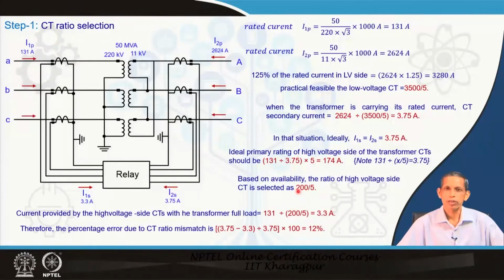So, there is some mismatch that we expect now, because we could not find a 174 is to 5 ampere CT. If we calculate, with the primary current of 131 ampere and a 200 to 5 CT, this becomes 3.3 ampere, but the current on this side is 3.75 ampere. So, there is a difference of current, even though it is not a fault. It is a normal loading condition, and the difference is 3.75 minus 3.3. That divided by 3.75 leads to about 12% error in this arrangement. And why this error? Only due to CT ratio mismatch.